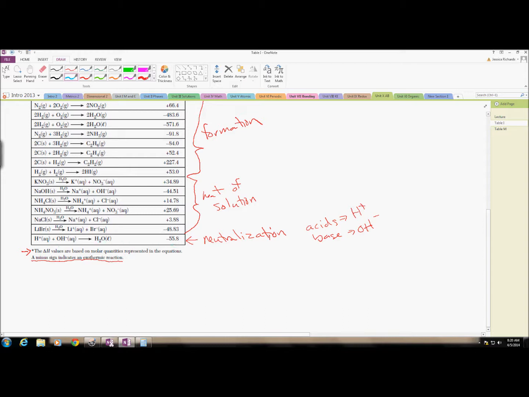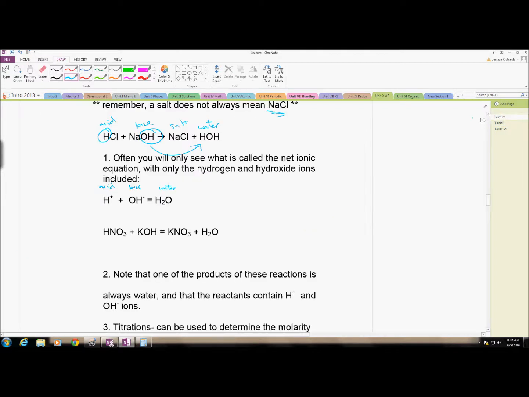Every time we do neutralization, it is exothermic because we have a negative delta H. So every time you do neutralization, it releases energy.